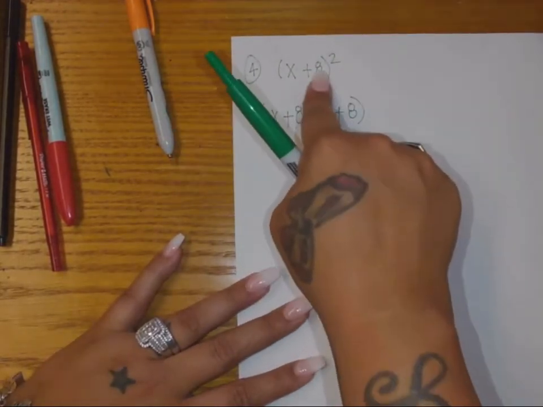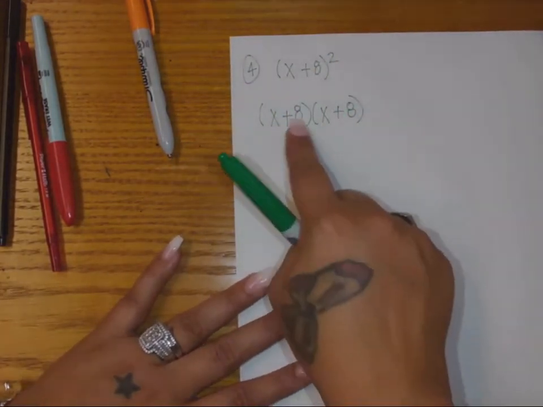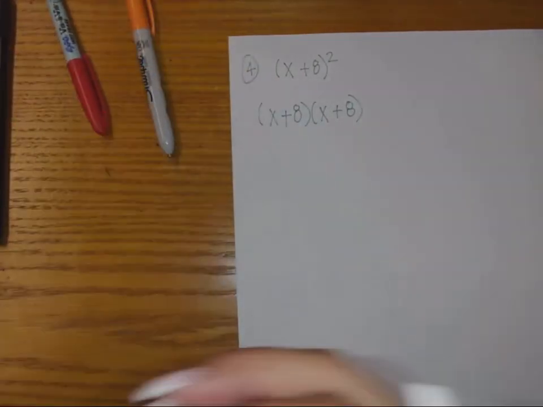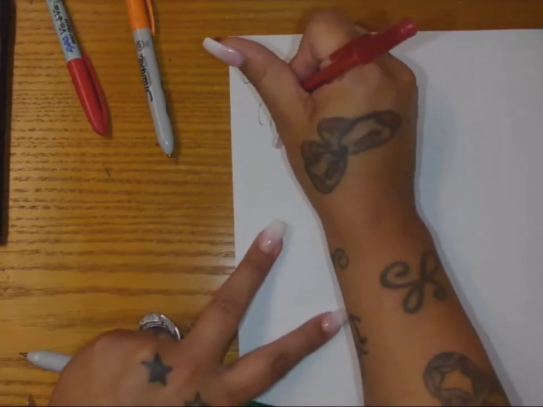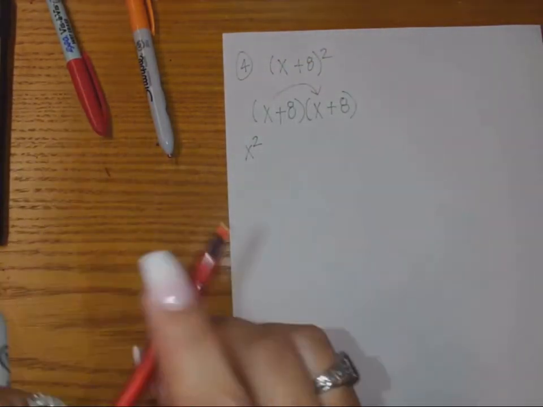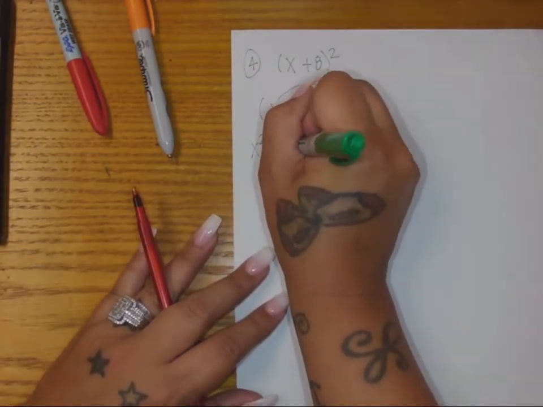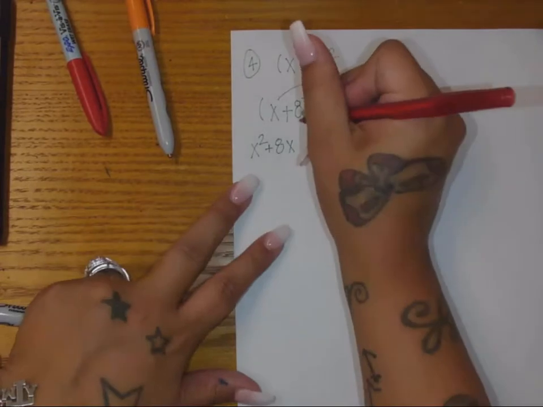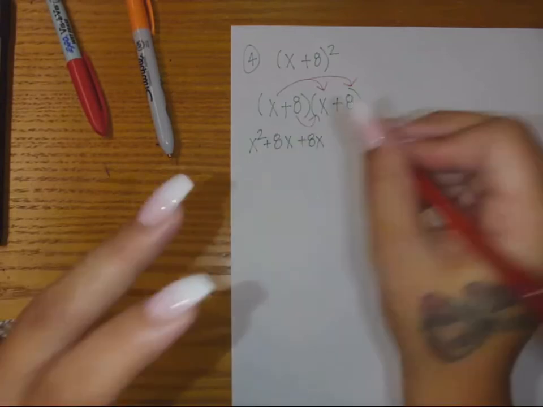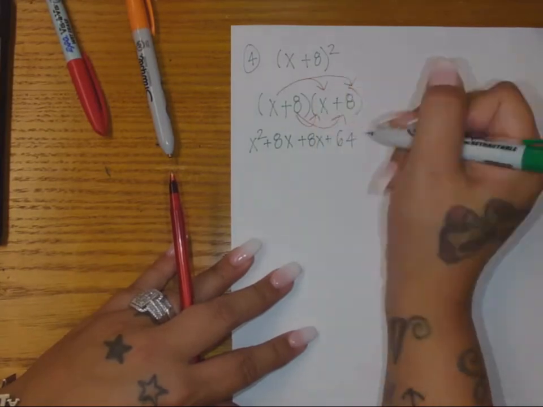This is this. These are equivalent. This is saying I have 2 of them. If there was a cube, you could do it 3 times. Once you have 2 binomials multiplying each other, what you do is you FOIL, which is what we did previously. X times x, keep and add, x squared. X times 8 is 8x, and that's positive. Positive 8 times x is another positive 8x. And then 8 times 8 is 64. Signs are the same, so it's positive.